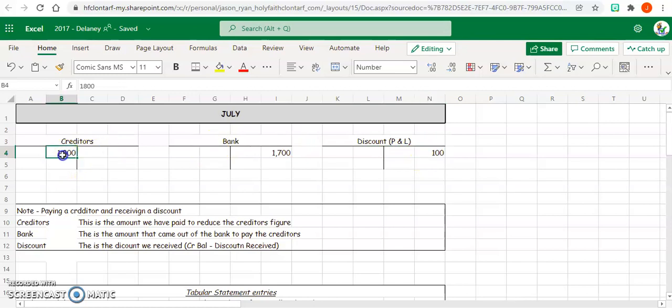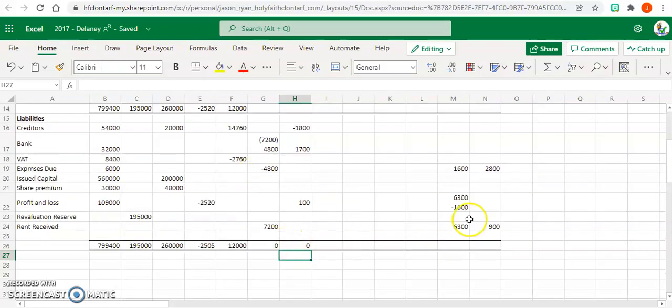So we've got 1,800 on the debit side and we've got 1,800 on the credit side. So it's going to be a 0 balance in your tabular statement. And that's how you answer July.